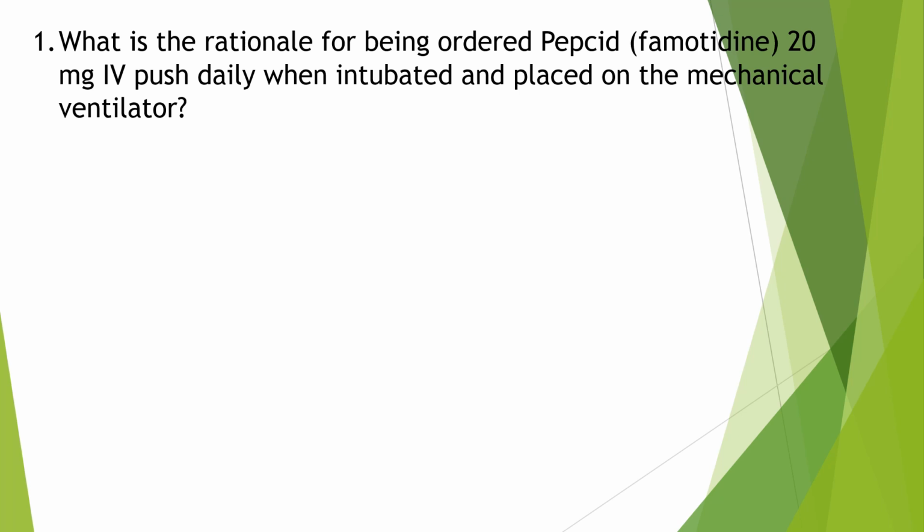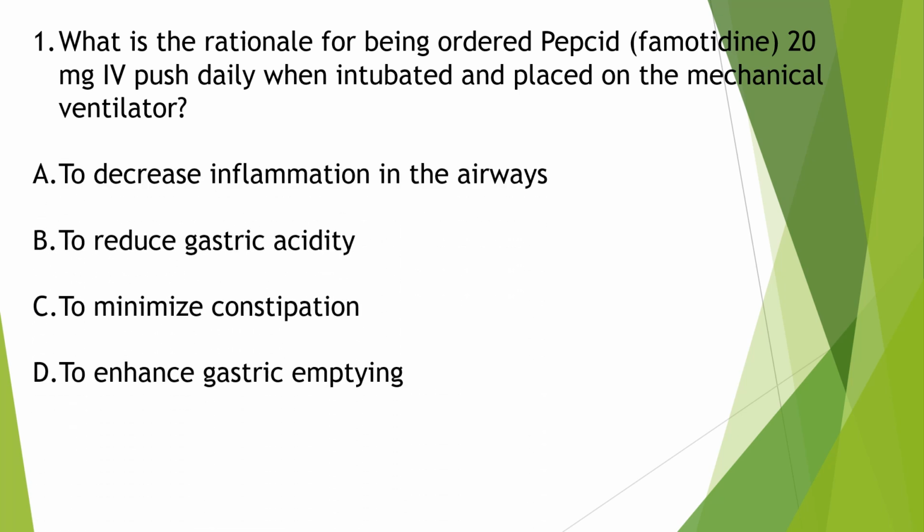First question for this is, what is the rationale for ordering Pepcid or famotidine 20 mg IV push daily when intubated and placed on the mechanical ventilator? In the case scenario, you saw that Mrs. Jones is given an order of Pepcid 20 mg IV push daily. So what is the need for this particular medicine in all intubated, mechanically ventilated patients? Let's see the options. It is to decrease the inflammation in the airways, to reduce the gastric acidity, to minimize constipation, to enhance gastric emptying.